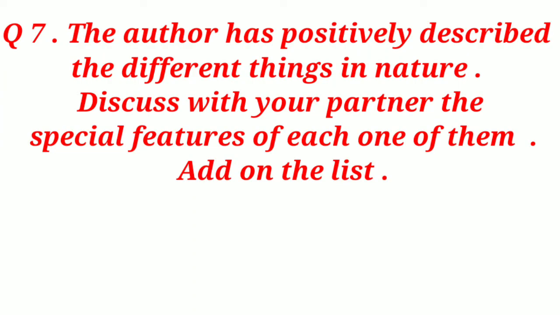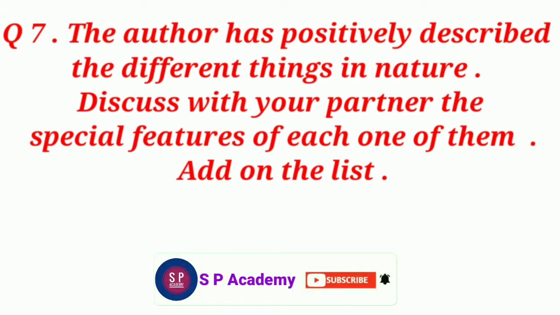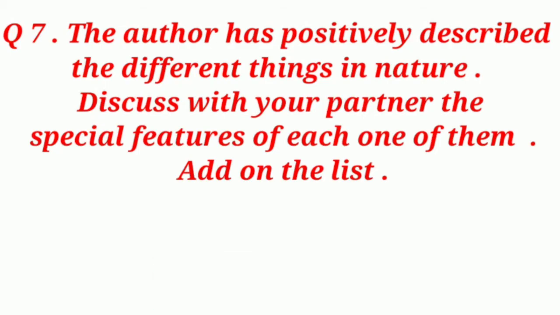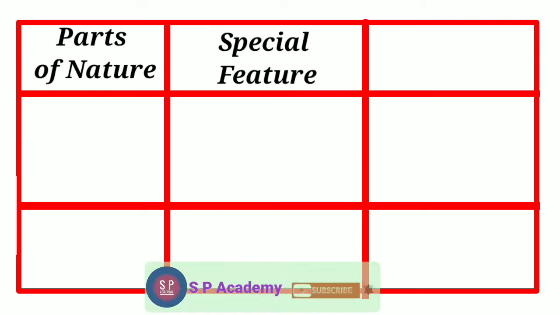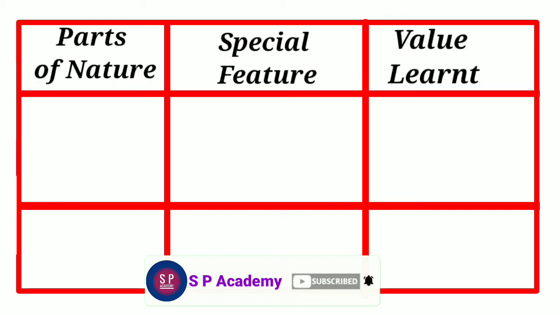Next question. Question number 7. The author has positively described the different things in nature. Discuss with your partner the special features of each one of them. Add on the list. Answer: parts of nature, special feature, value learned.